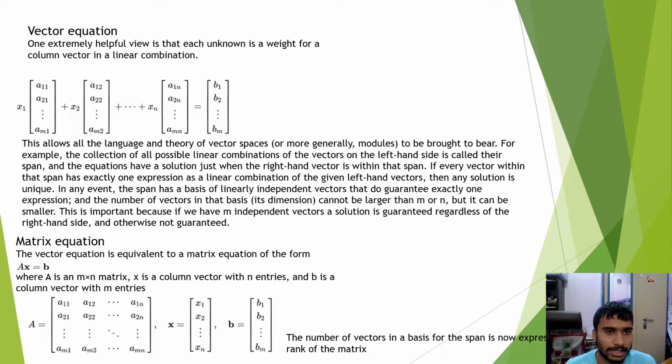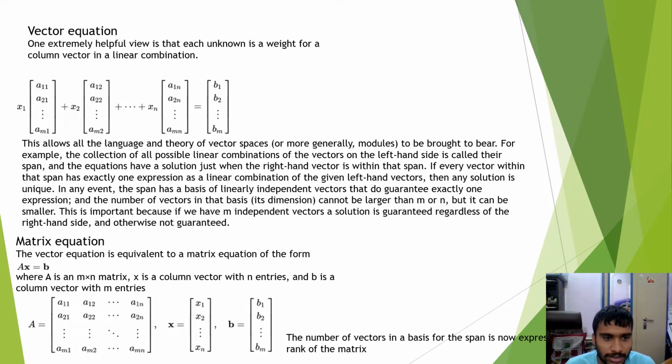Vector equation. One extremely helpful view is that each unknown is a weight for a column vector in a linear combination. This allows all the language and theory of vector spaces to be brought to bear. For example, the collection of all possible linear combinations of the vectors on the left hand side is called the span, and the equations have solutions just when the right hand vector is within that span.